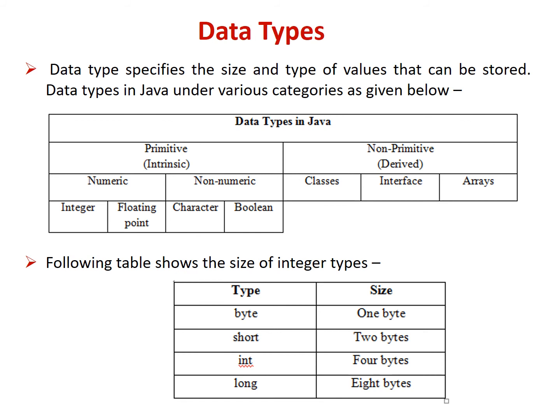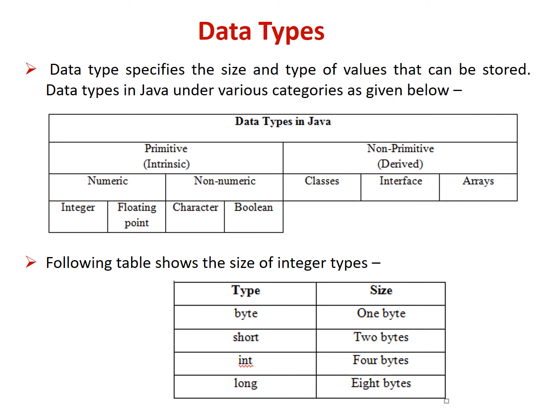Data types. Data types specify the size and type of the values that can be stored. In Java, data types are classified as primitive and non-primitive data types. Non-primitive data types are classes, interfaces, and arrays, whereas the primitive data types are classified into numeric and non-numeric. Numeric data types are integer and floating point, whereas non-numeric data types are character and boolean.